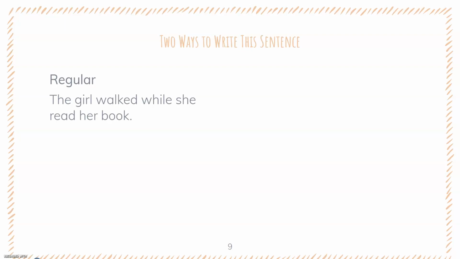Okay? I mean, you can kind of picture what's happening, but at the same time, the image in your head is very vague. For example, you don't know what the girl looks like, you don't know what the place she's walking at looks like, and you don't know what her book looks like. There's a lot of things that you really don't know, besides the fact that there's a girl and she was walking while she read her book. Next is the sentence that I added imagery to.